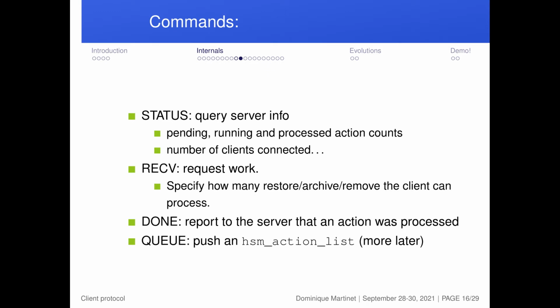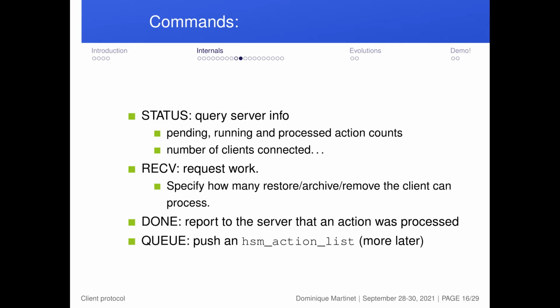There's a status query that's really just administrative. We get some statistics, the number of pending, running, and processed actions for remove, restore, and everything, the number of clients connected, and stuff like that. The most important request is "give me work". The client will say, hey, give me work, I can handle this many restores, this many archives, and so on. That's one of the specific points we wanted to improve over the Lustre protocol.